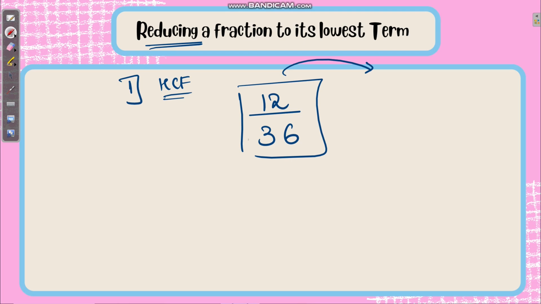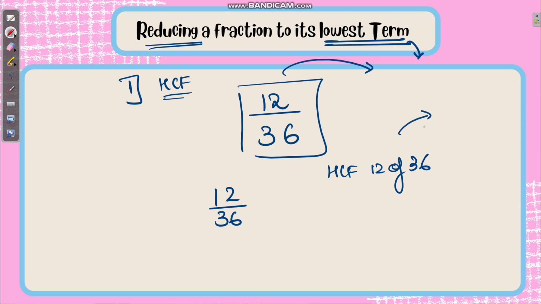So how do we get the lowest term? The other words for lowest term are simplest form or reduced form. You need to take the HCF of 12 and 36. For those who don't know how to find HCF, there are my videos in which I have explained many methods: long division, listing method, common division, and prime factorization. But the best one, I feel, is the long division method.